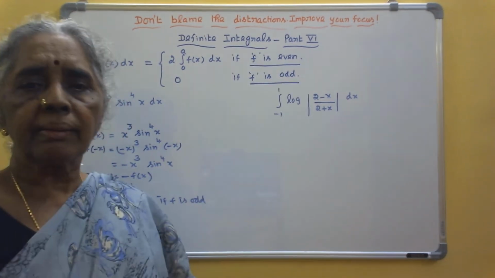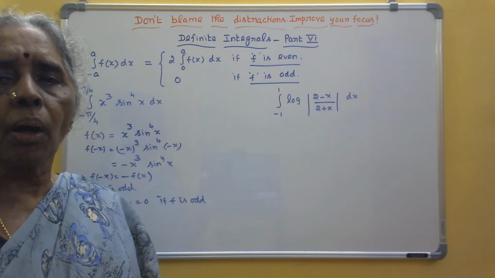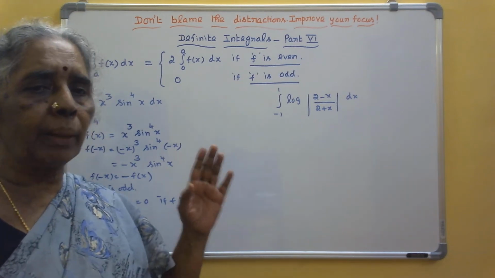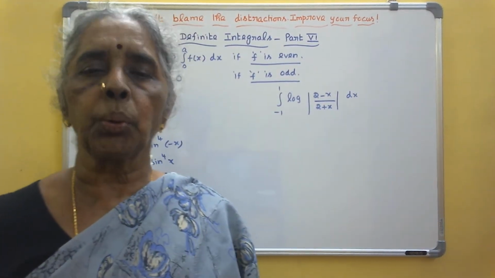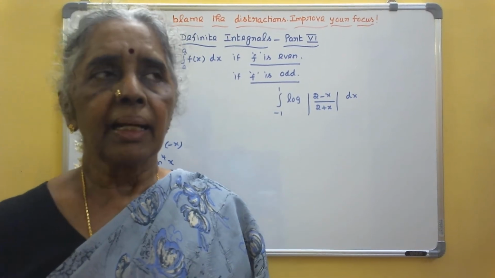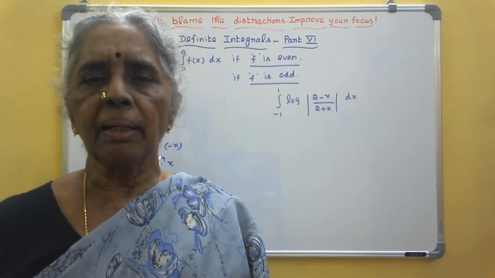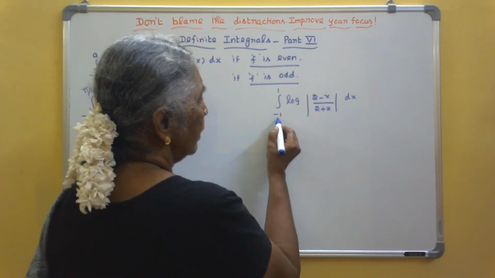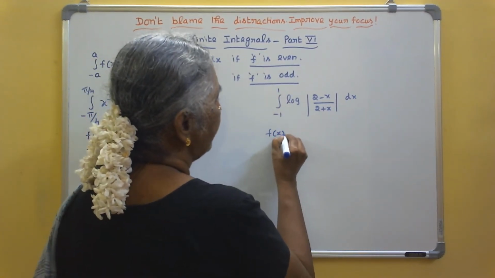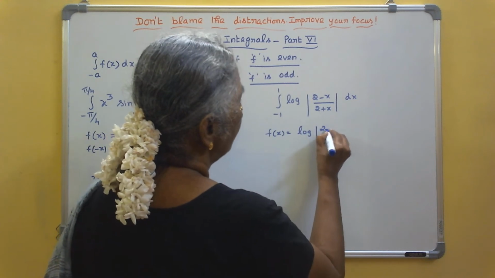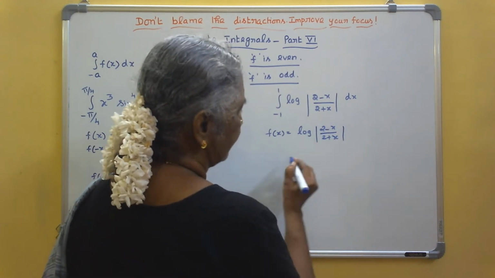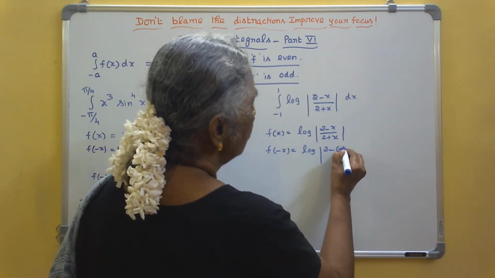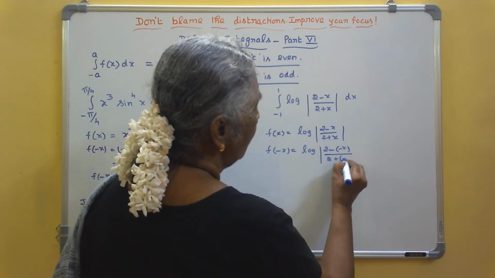See here, integral minus 1 to 1 log mod 2 minus x by 2 plus x dx. Here you should remember one logarithmic property which I told you in the previous video, that is log of anything, if you have a negation, it will become the reciprocal. Remember that. Now here, the limit is minus 1 to 1. So, let me write the f of x as log mod 2 minus x by 2 plus x. F of minus x is equal to log mod 2 minus of minus x by 2 plus minus x.